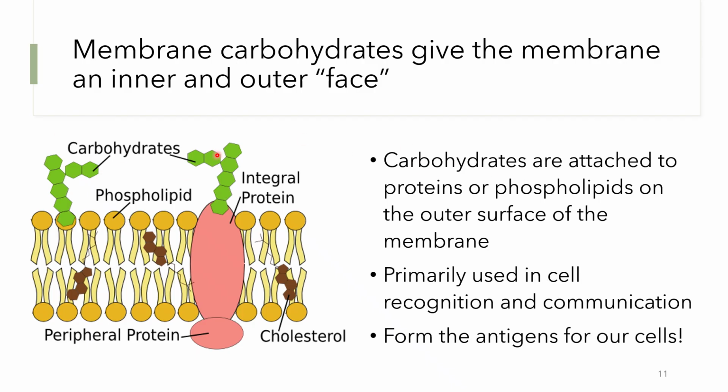So we primarily use these for cell-to-cell communication and cell recognition. We often call some of these antigens. If you've ever heard of an antigen, basically it's a marker that tells the immune system, hey, this is our cell, or hey, this is not our cell, and you got to attack it. So antigens are just chemical markers that help the cells distinguish self from non-self.